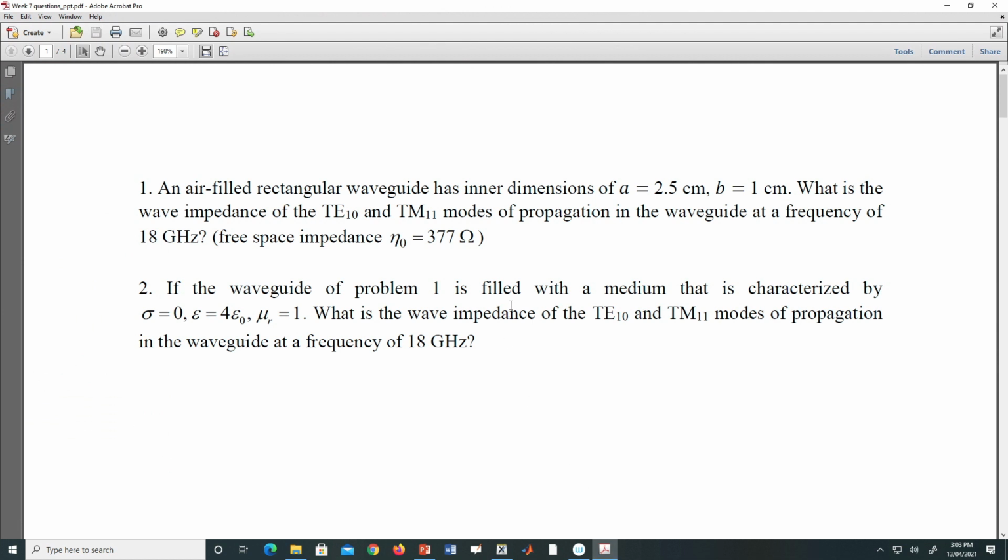An air-filled rectangular waveguide has inner dimensions of A equal to 2.5 centimeter, B equal to 1 centimeter. What is the wave impedance of the TE10 and TM11 modes of propagation in the waveguide at a frequency of 18 gigahertz? Because this is an air-filled rectangular waveguide, the free space impedance is given as 377 ohm.